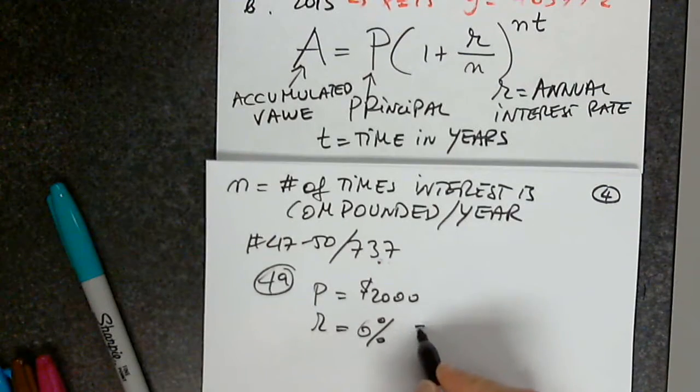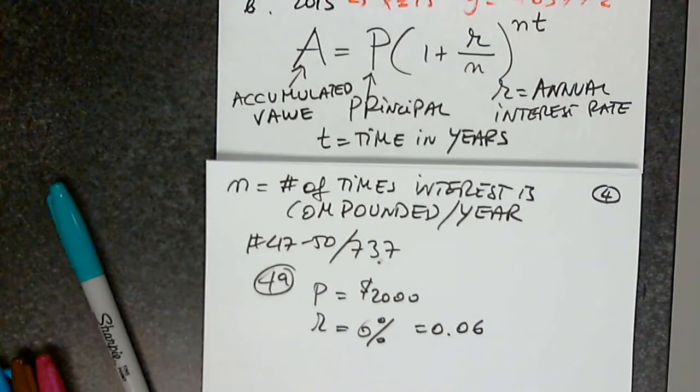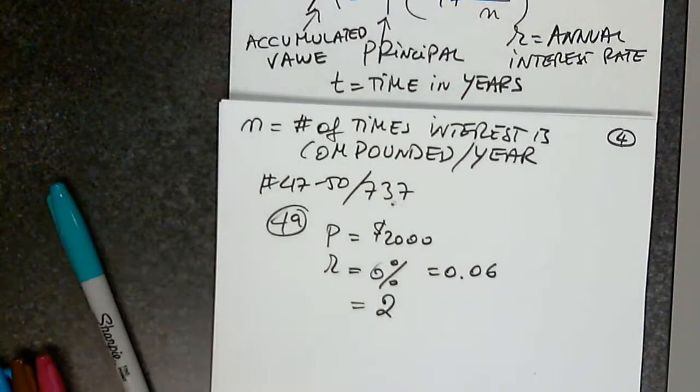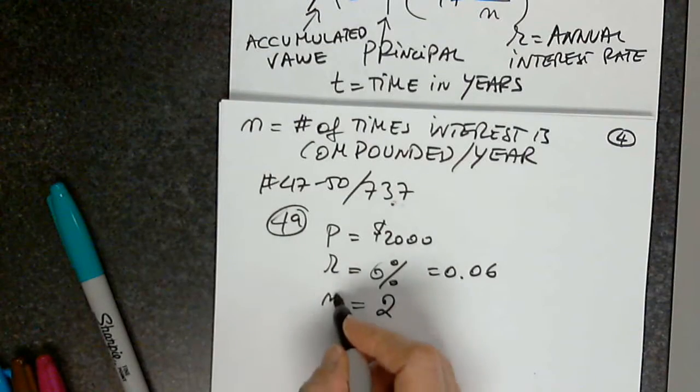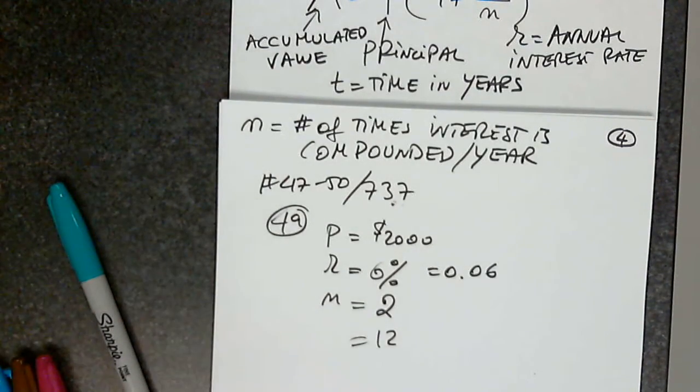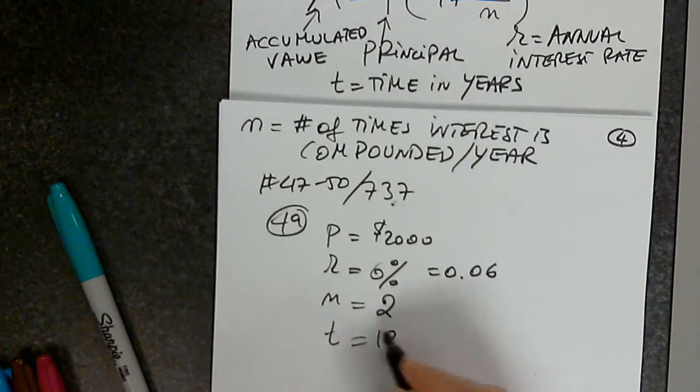So I will have to write R equals 0.06, compounded semi-annually. Which variable is that? Which means 2. n, very good. For 12 years. So which variable now? I know it's the last one, which is time, 12 years.